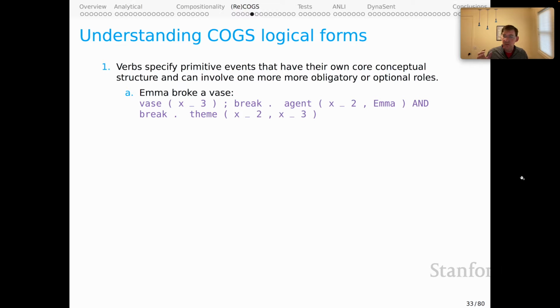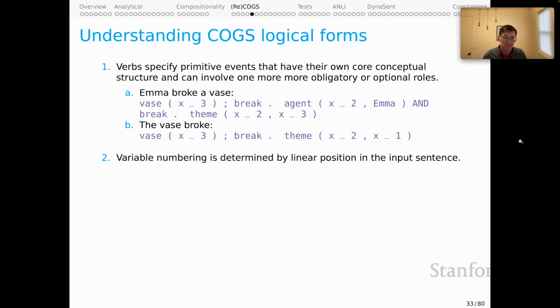Here's a quick example. Our sentence is Emma broke a vase. This is at its heart a breaking event, and the logical form here is saying that it has two participants, the agent, Emma, and the theme, which is the vase, which is an indefinite identified by this predication up here. Here's a related English sentence: the vase broke. This one is lacking its agent argument, and the theme argument has been promoted to grammatical subject position in the English sentence. But otherwise, this is very similar.